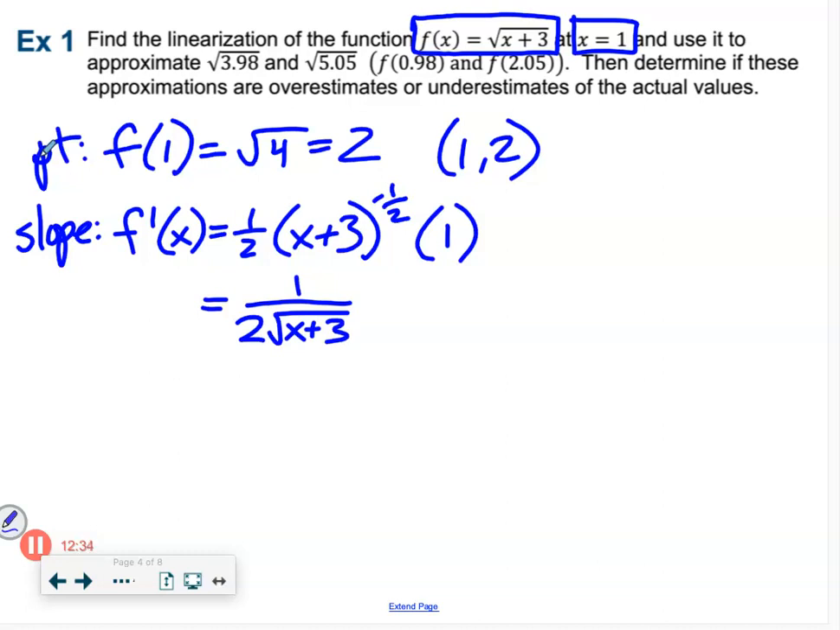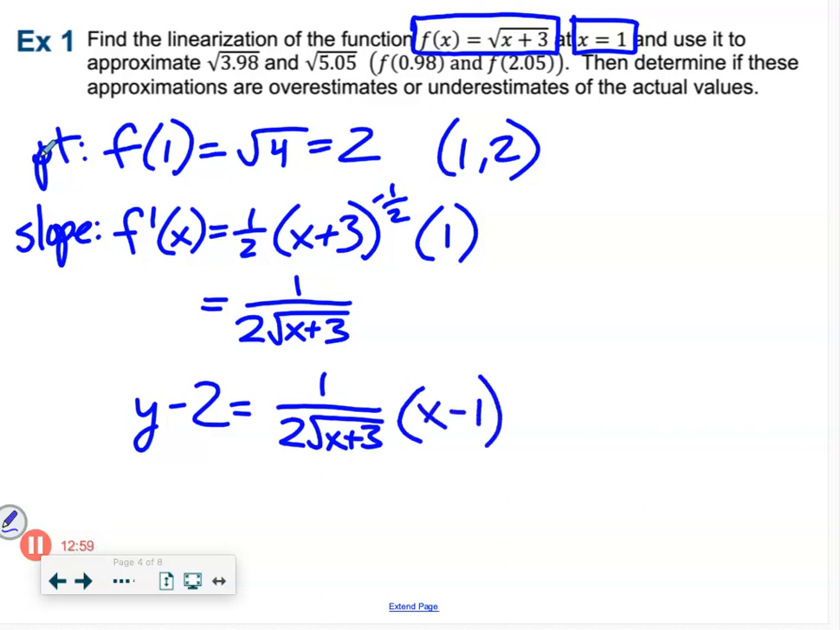Every year, I have students do the same thing. So I'm going to write what not to do. So please don't do this. I know it's bad to tell students what not to do, but there's at least 2 people in the room who are going to do this. So I'm hoping this squishes that. All right. y minus 2 equals 1/2 root x plus 3 times x minus 1. There's my tangent line.